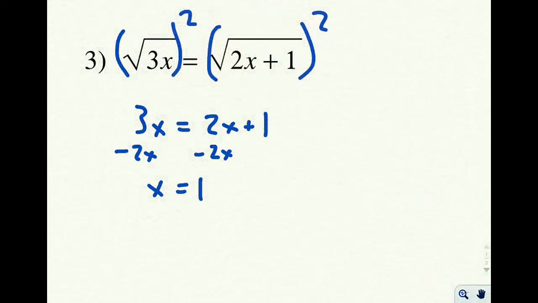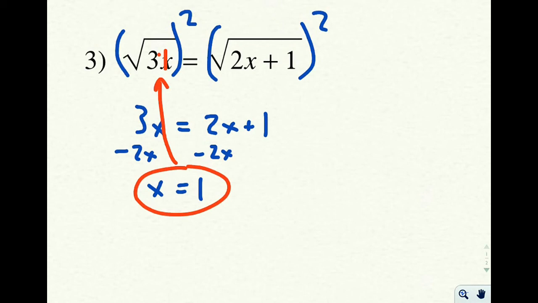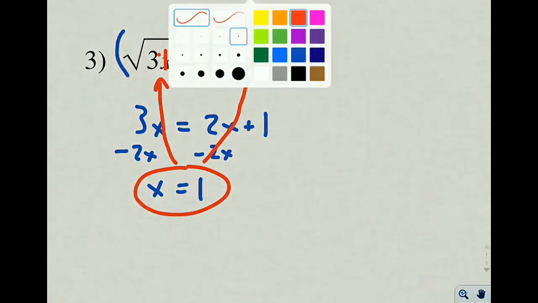In our check for extraneous solutions, let's make sure that this works. If we were to plug in x equals 1 up here, then we would have 3 times 1, and the square root of 3, although you may not know it off the top of your head, it is possible. It's not a negative number, so that's okay. And then let's try it here. If you put it in here, you get 2 times 1 is 2, plus 1 is 3. Again, square root of 3 is okay, so no extraneous solutions to worry about.